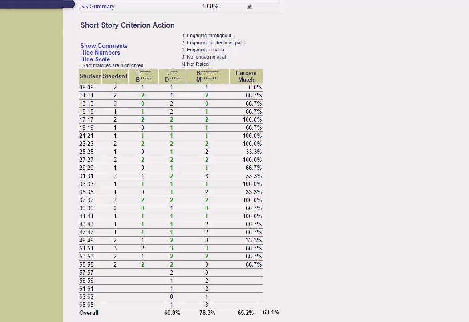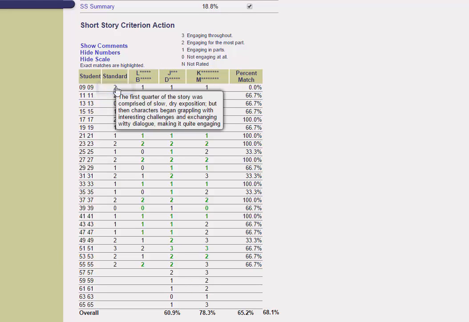Who was right? They will have to figure it out. One way to do this is to leave a comment discussing the reasoning used and evidence considered for making a rating. By hovering over this rating, we can see that the teacher who made this rating also wrote a comment. The first quarter of the story was comprised of slow, dry exposition, but then characters began grappling with interesting challenges and exchanging witty dialogue, making it quite engaging.